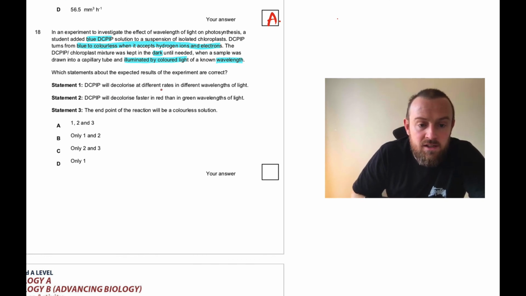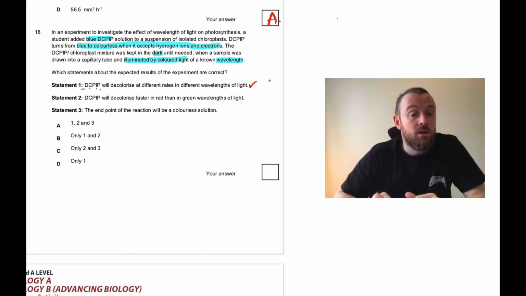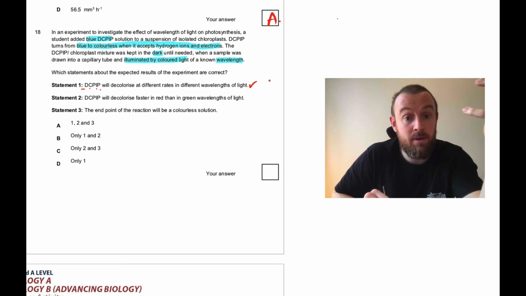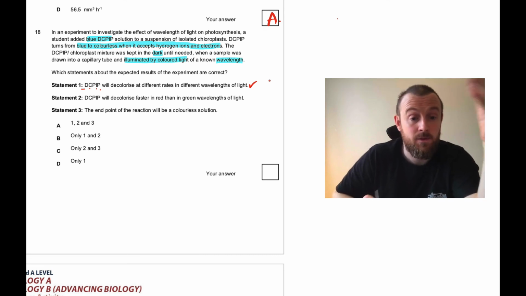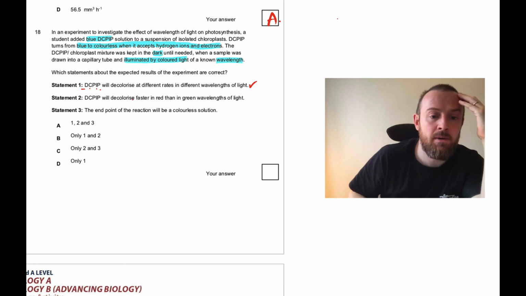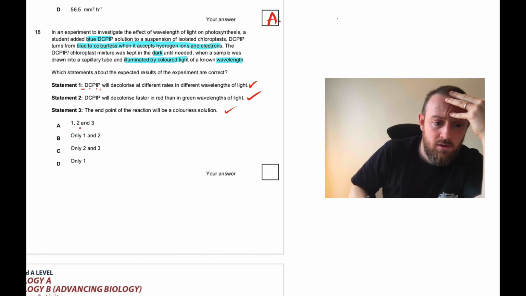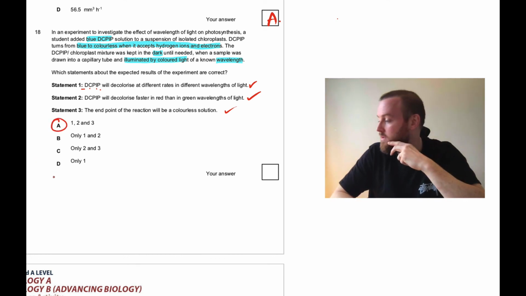DCPIP will decolorize at different rates in different wavelengths of light. That is correct, because DCPIP is acting like NADP, so it can be reduced. And when it gets reduced, when it has hydrogens added, it goes clear. So different wavelengths of light will make the light-dependent reaction of photosynthesis happen at different rates. So one is true. DCPIP will decolorize faster in red than in green. Yes, that's true. The end point of the reaction will be a colourless solution. I think that's true as well. So I think 18, 1, 2, and 3.